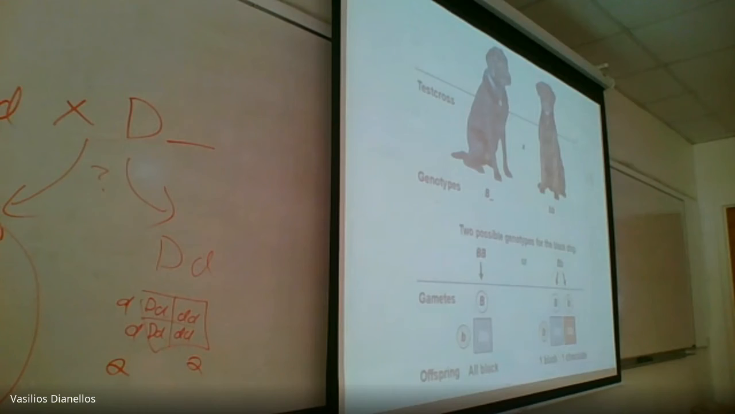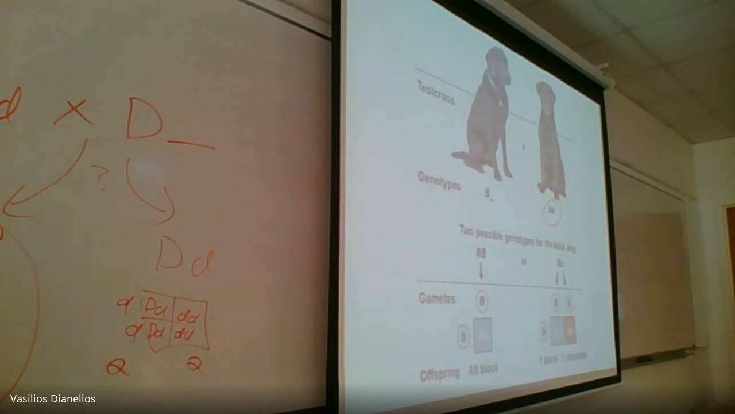Here's the test cross, but instead of having chins in humans, we're talking about coats in dogs. So this dog is the dominant phenotype, which is black. Therefore, we know its genotype has to be big B something, right? We don't know what this second thing is. It doesn't matter. And we know because this dog is recessive, she has the recessive phenotype. She has to be, or he, whatever, has to be homozygous recessive.